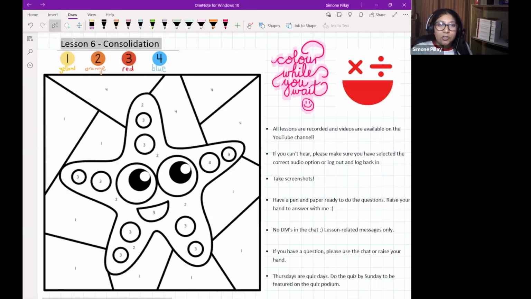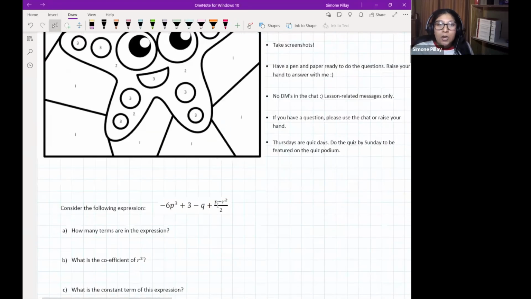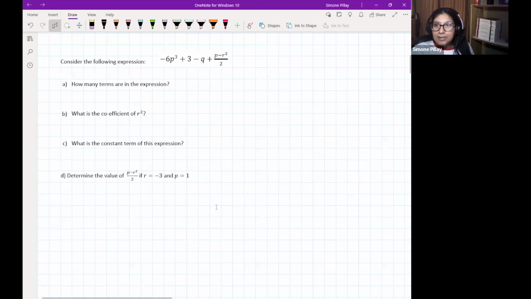Doing consolidation. Consolidation of what? We are consolidating our algebraic expressions. Consolidating, I think I've said this before, but it means we're just bringing it all together. And so in this bringing it all together, the first thing we really learned about was this terminology. Let's do a quick recap. You guys can put the answers to these questions in the chat if you know them.